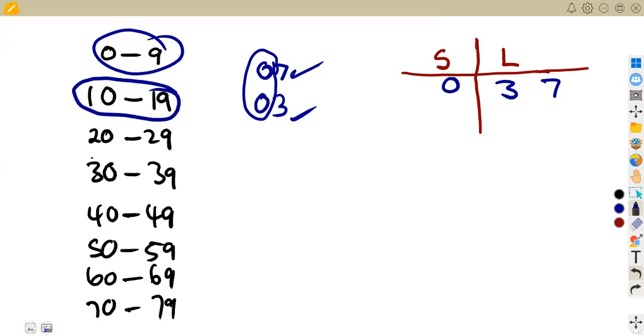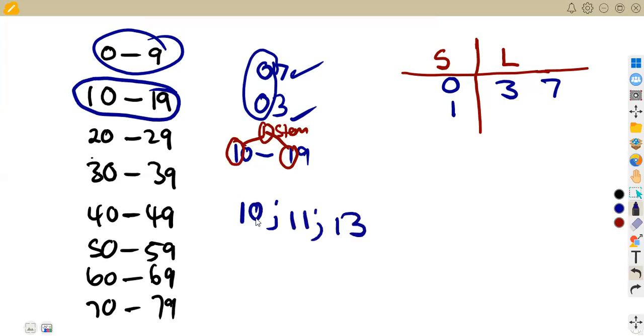Okay. For the numbers that are between 10 and 19, any numbers that you're going to take from 10 to 19, their stem is going to be a 1. This number here is going to be their stem. So the stem, you're going to write a 1. Then the leaf is the number that is remaining. Maybe I have got a 10, 11, and a 13. These are the numbers that I have. They are between 10 and 19.